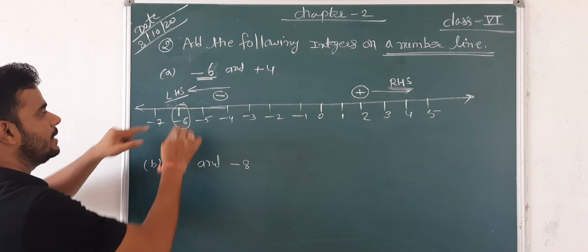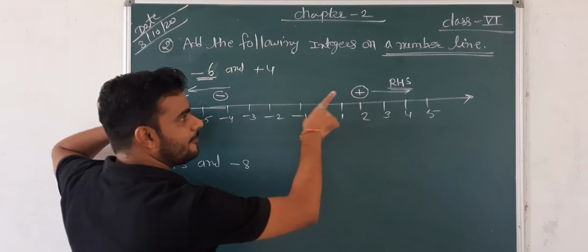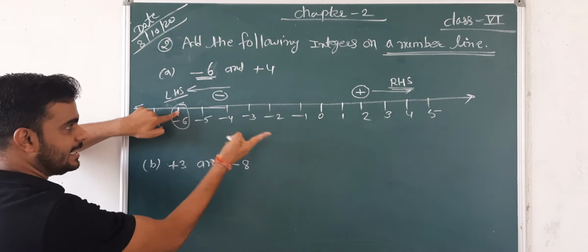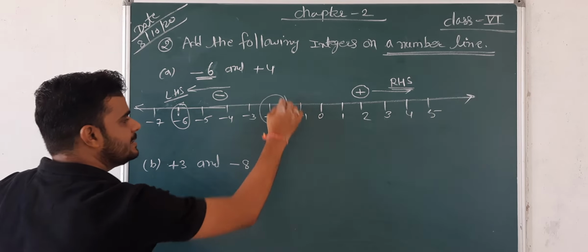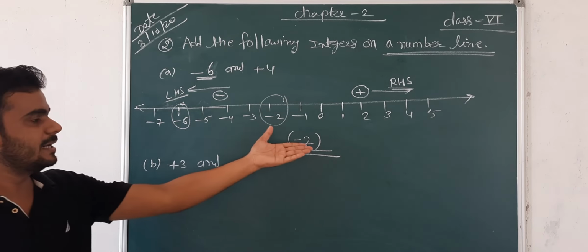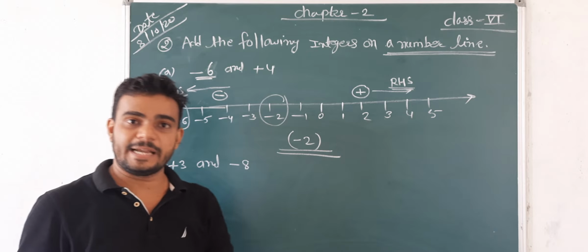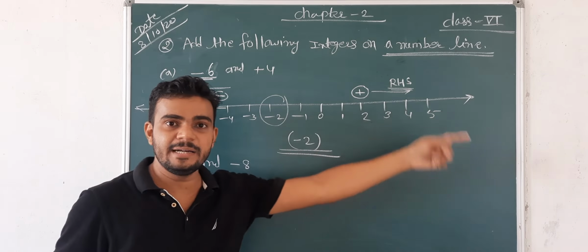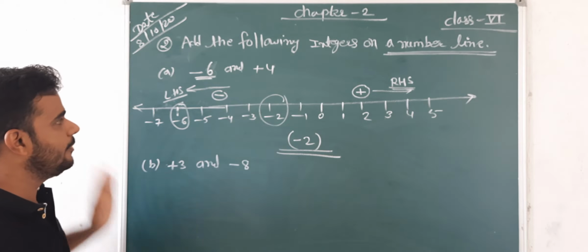Now see, the second number is positive 4. So I told you, if a positive number is there, then we will move to the right hand side. And how much? 4. So count just 4 to the right hand side. 1, 2, 3 and 4. So your answer is negative 2. You have to write the direct answer of this, but draw the number line. Just remember one concept. If our second number symbol is positive, then we will move to the right hand side, and if our second number symbol is negative, then we will move to the left hand side.